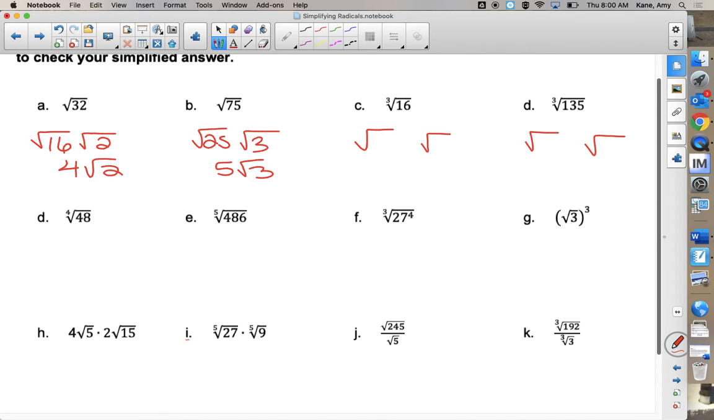And then the cube root of 16. JT, what about the cube root of 16? So 2 cube root of 2. And then the cube root of 135. Michael, what about 135? What goes into 135 that's in that cube column? Josh, what do you think? 27 goes into it? How many times? 5, yeah. So if you're not sure, take 135 and just start dividing by the numbers in the column.